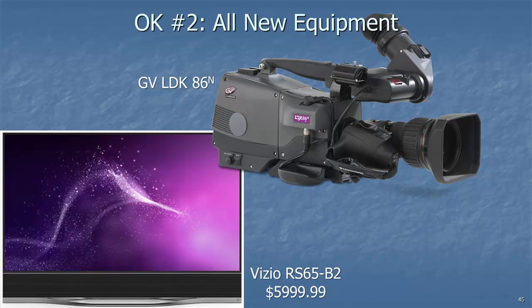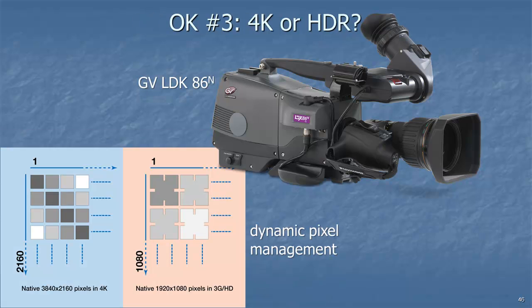This is an interesting camera that I'll talk about in a moment, the LDK86N. But here's a Vizio display. Peter was talking about Vizio before, and he had his litany of very cheap products at CES. Well, this one is still $6,000 list price. But it'll come down. Now, here's the interesting thing about that camera.